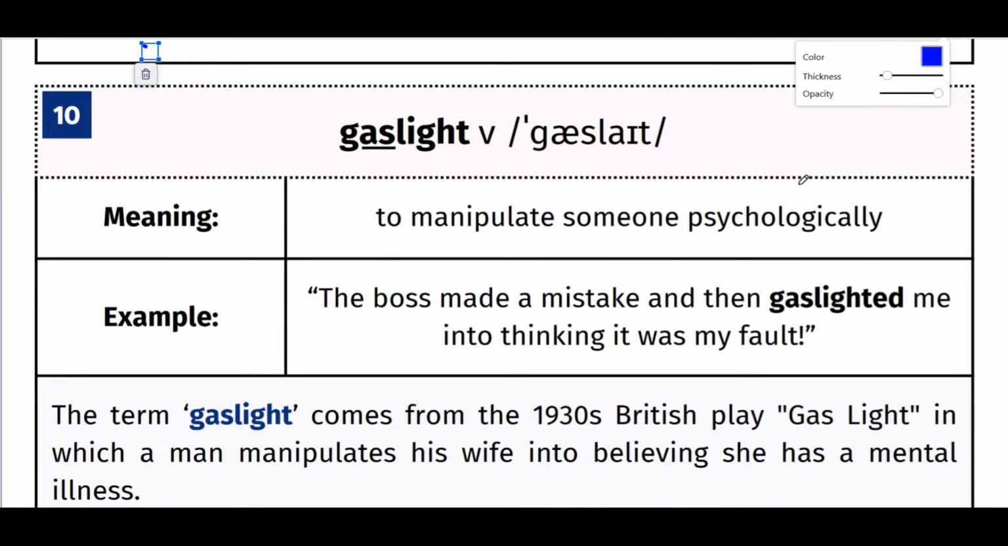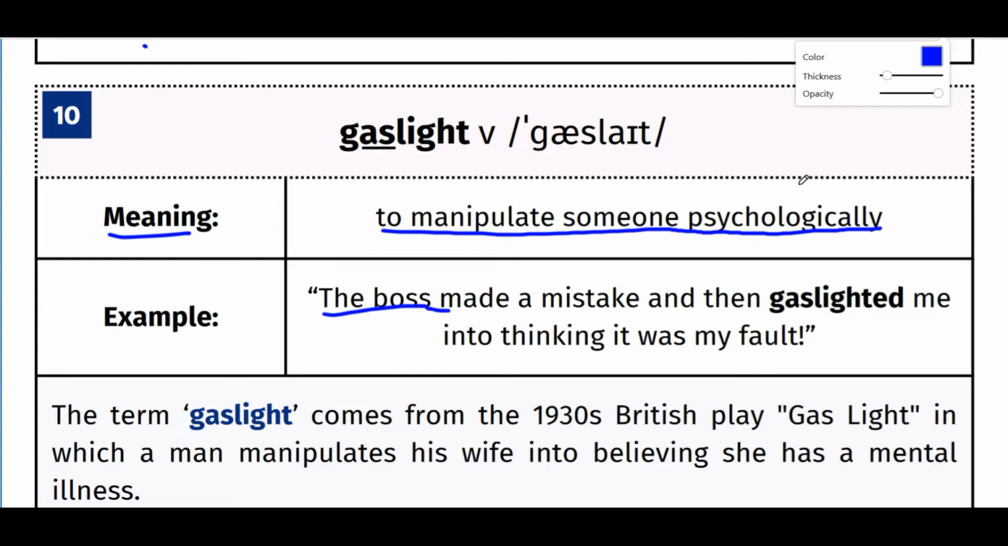So number 10 is gaslight. So gaslight simply means to manipulate someone psychologically. So where you play with someone's maybe emotions or mind, that is to manipulate, or you use the emotion in order to convince someone that what you are doing or saying is correct. So let's look at an example.